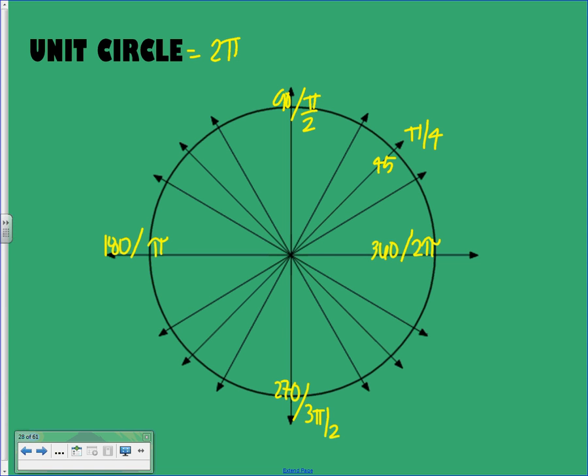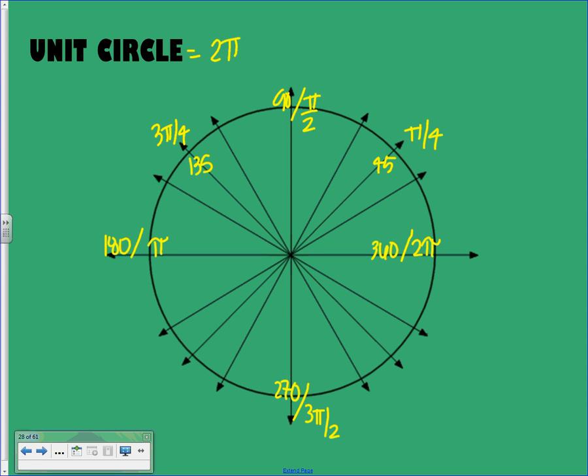So what I'm going to do right now is go ahead and do all the 45s. We're going to talk about multiples of 45. Multiples of 45 would be pi over 4. Another one would give me 90 degrees. Another 45 from 90 is at 135. Now you can see we're 3/4 of the way around to 180. So this is going to be 3 pi over 4.